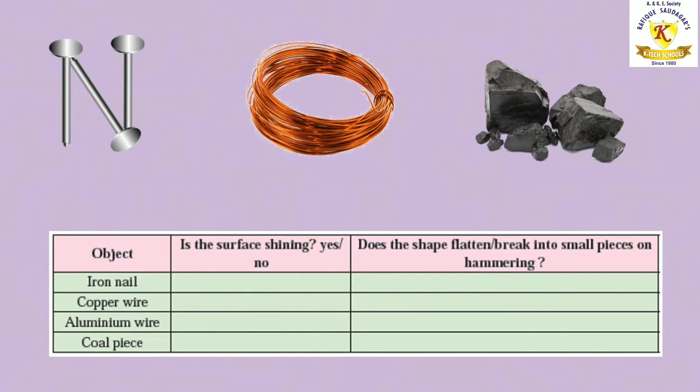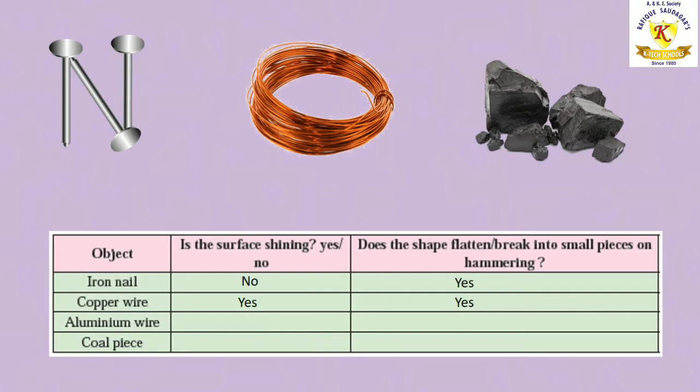So the first one is iron nail. No, the surface won't shine when we rub it against the sandpaper. And does the shape flatten or break into small pieces on hammering? Yes, children, the answer is yes. Second, we have copper wire. Is the surface shining when rubbed against the sandpaper? Yes. And does the shape get flattened or break into pieces? Yes, it will break.